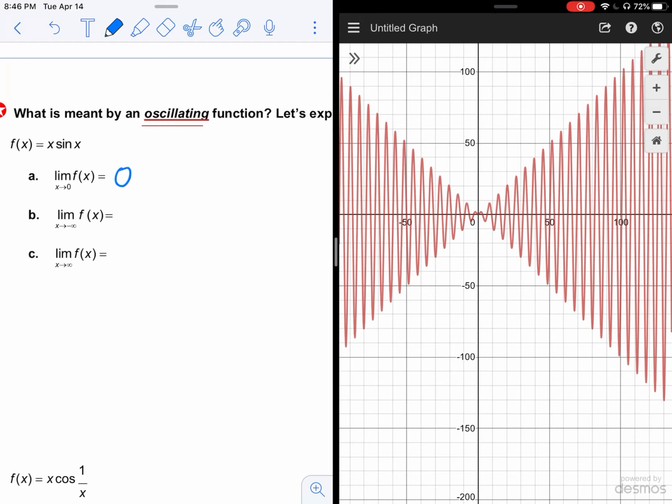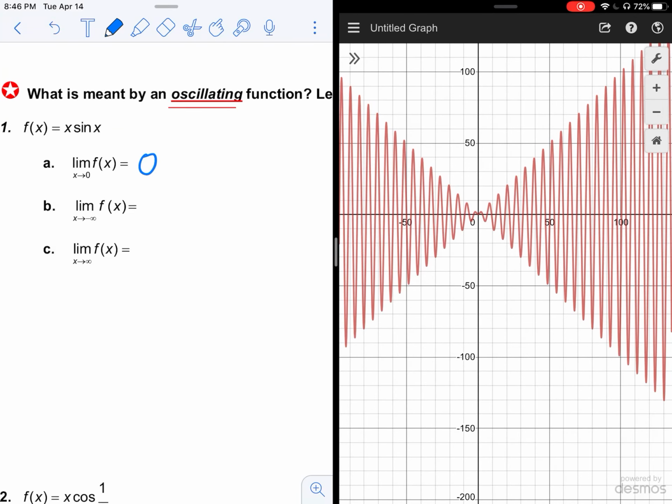And so our options for limits at infinity, as I look at B and C, the options are the limit as x goes to negative infinity. It can be a singular number that it's leveling off at. It can be positive infinity, or it can be negative, but it cannot be both.